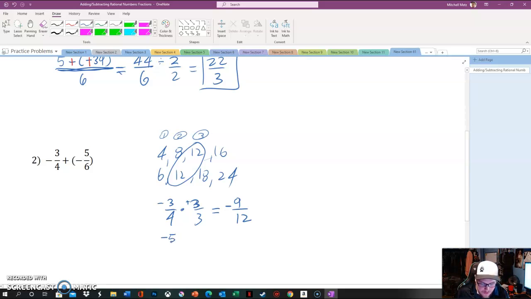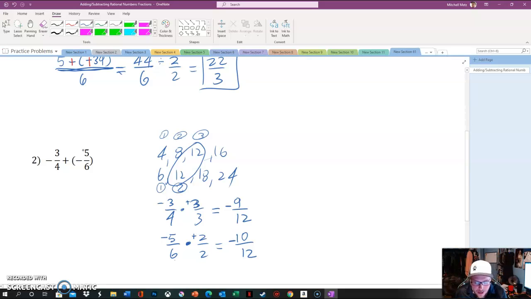Now I'm going to do negative 5 over 6. And I'm going to multiply, so that dot means multiplication. And I'm going to multiply it by 1, 2. Because 6 times 2 will be 12. So again, I'm just counting up until I get to that common number on my multiplication chart. So now I'm going to multiply the negative 5 over 6 times 2 over 2. And again, treat your signs differently and your numbers differently. Multiply across. 5 times 2 is 10. 6 times 2 is 12. A negative times a positive is negative.